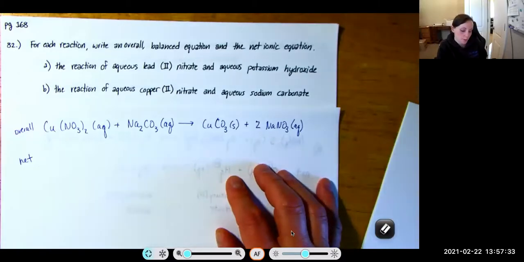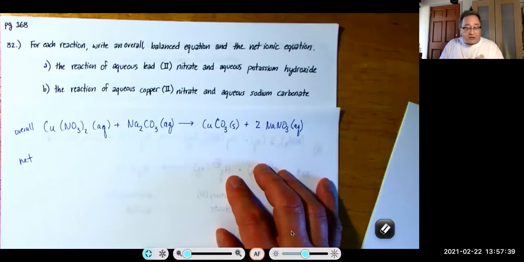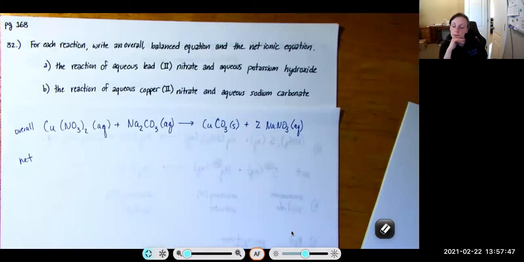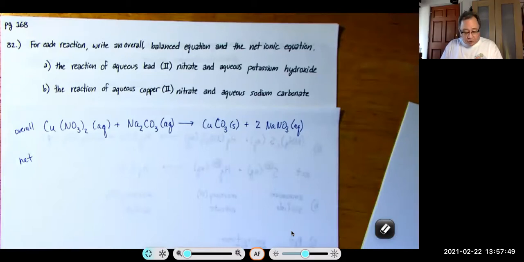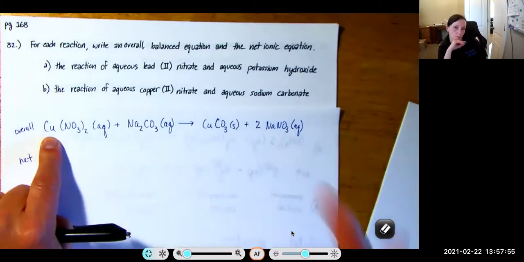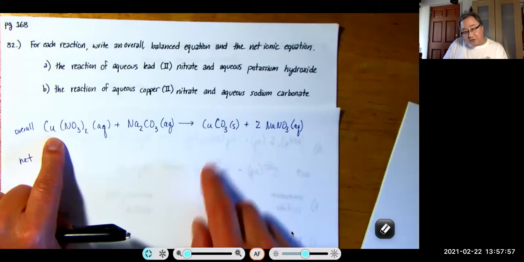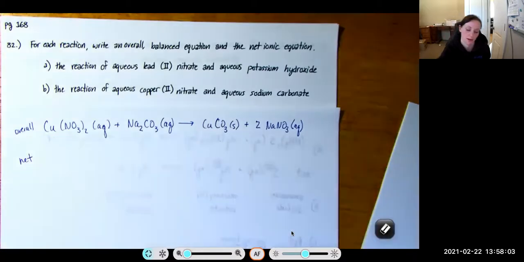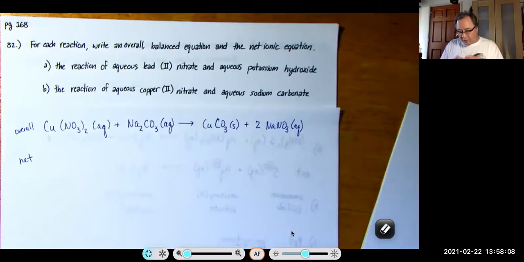Wait, is the solid copper 2 carbonate or is it just copper carbonate? Well, carbonates are generally not soluble, so it's going to be a solid. But is there 2 coppers? No, because it's a copper 2. Copper 2, the 2 is the charge, not how many. Yes, I remember, but I was thinking carbonates are -2, coppers are +2 in this equation. So they balance out. Yeah, you need to really recognize that carbonate is a -2.